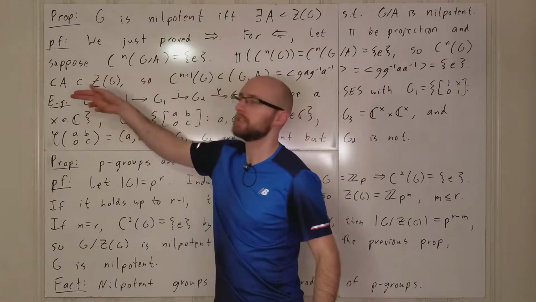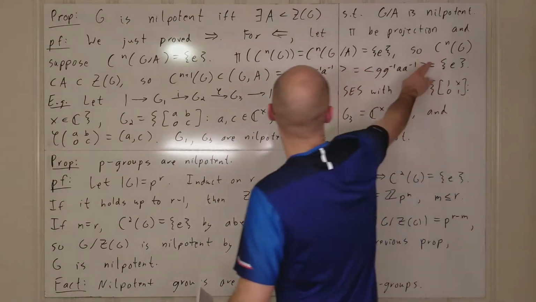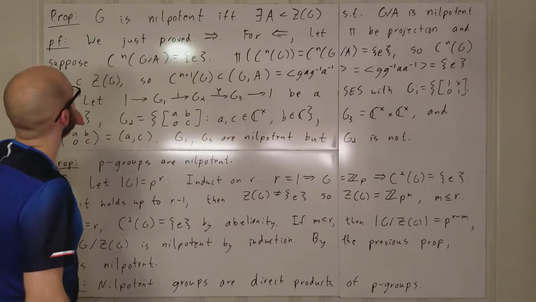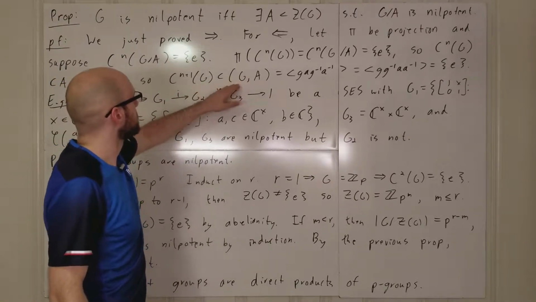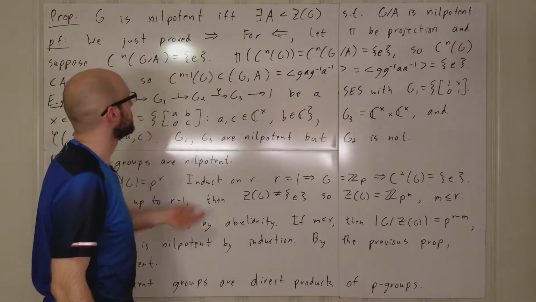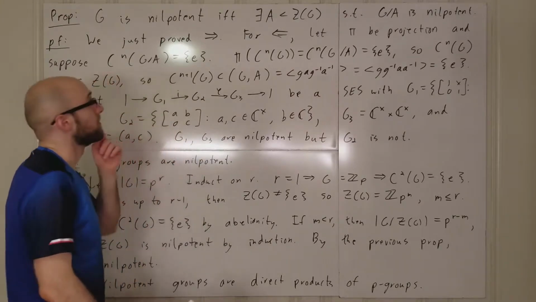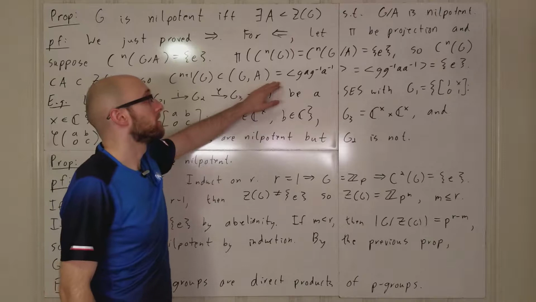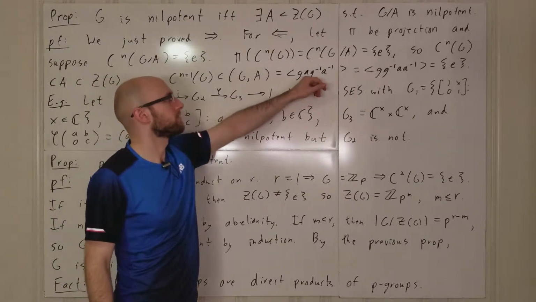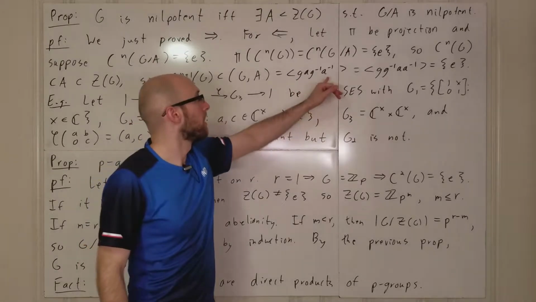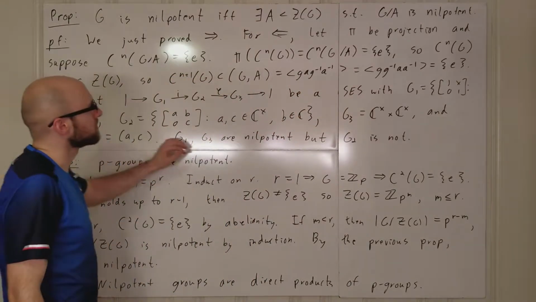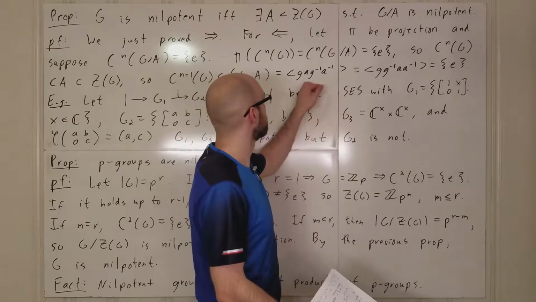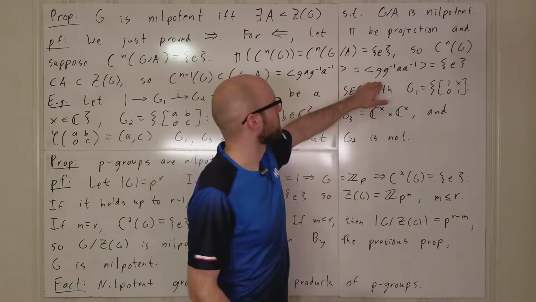However, we know by assumption that A is contained in the center of G, and so c to the n of G is contained in the center of G. If we look at c to the n plus 1 of G, then this is contained in the commutator of G with c to the n of G, but since c to the n of G is contained in A, that's contained in the commutator of G with A. This is generated by elements of the form g a g inverse a inverse, where g is in G and a is in A. But because A is in the center, we can commute elements of A past any elements of G. And so you can put these a's together, and then these g's end up together and cancel out, and you get the identity.